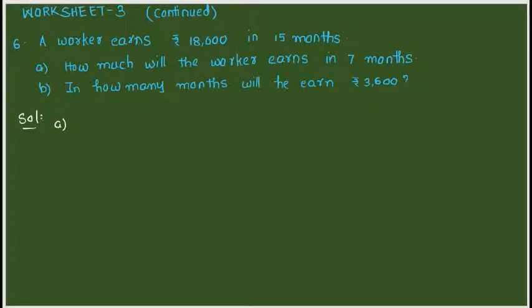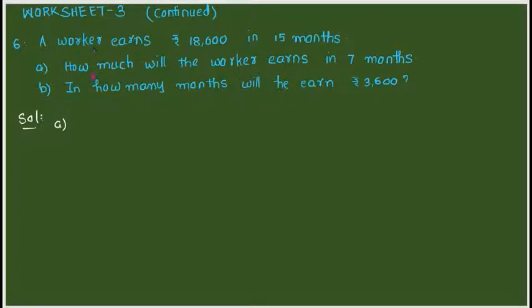Now we are continuing worksheet 3, the sixth problem. Here it is given: a worker earns rupees 18,000 in 15 months. Two questions have been asked. The first question is, how much will the worker earn in 7 months? The sentence started with how much, which means the importance is given to earnings. In the second question, in how many months will he earn 3,600? Here the importance is given to the number of months.